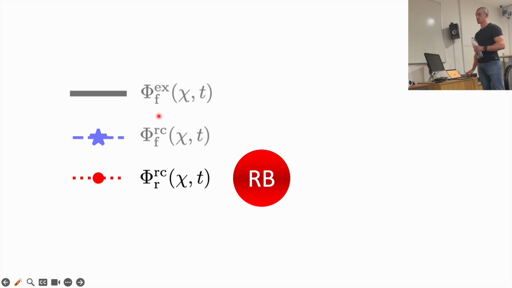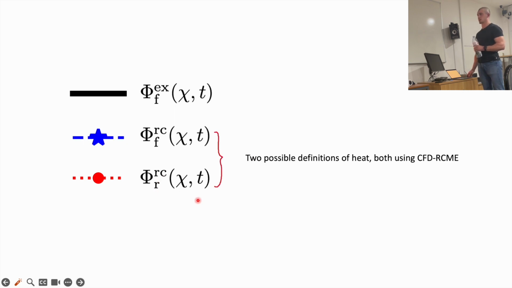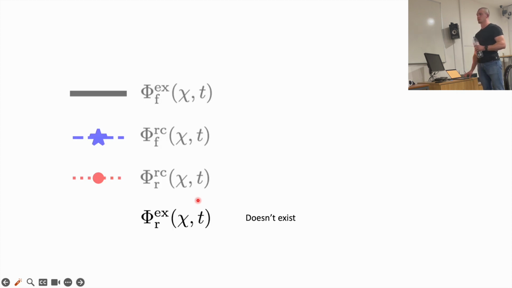If that's the case, then we should also be able to use the reaction coordinate master equation to count changes in the residual bath Hamiltonian. And that lets us then test our 2 possible definitions of heat, both using the same method. And the reason why we have to do this is because there's no way to exactly count changes in the residual bath Hamiltonian. So that's where this 3-step process comes in.